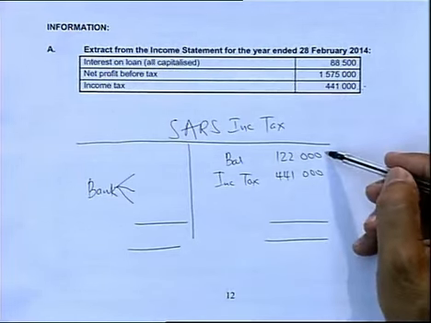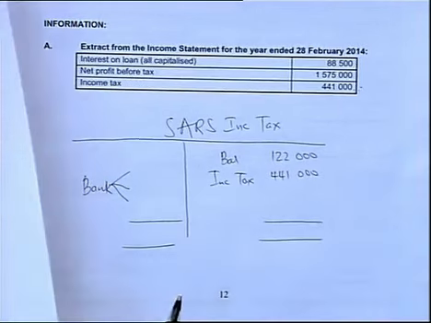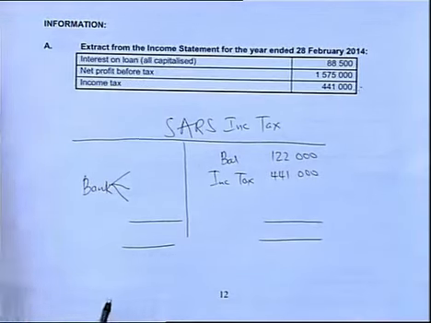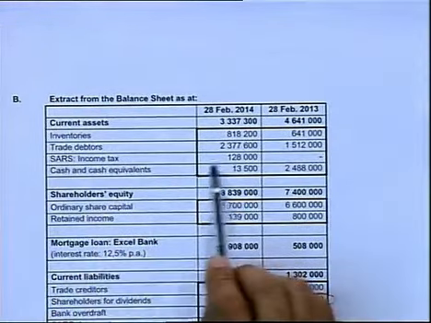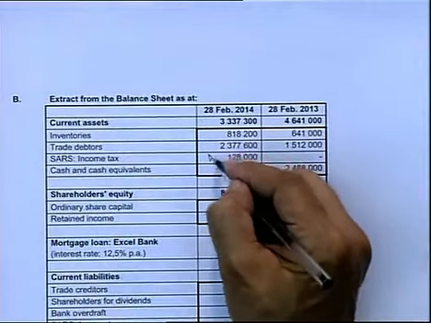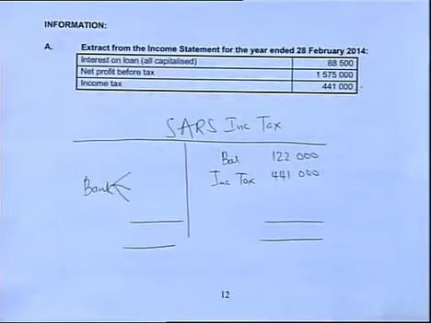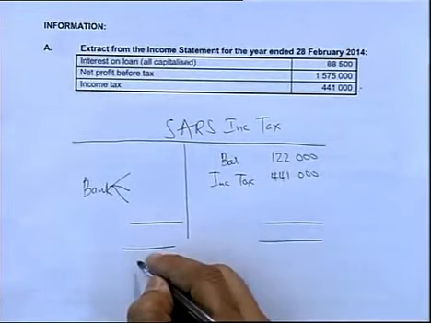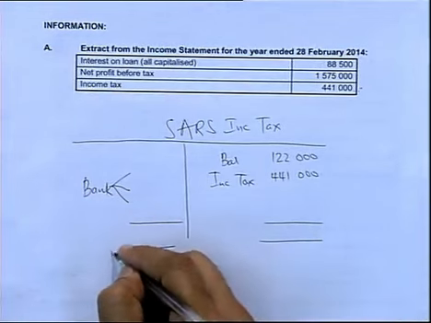So that is the opening balance. That's for February 2013. That's the income tax. So now I'm looking for the balance for 2014 for SARS. And SARS appears for 2014. It appears under the current assets, meaning that is a debit balance below the totals or below the tram lines. So I'm putting in the 128. That is my balance brought down.